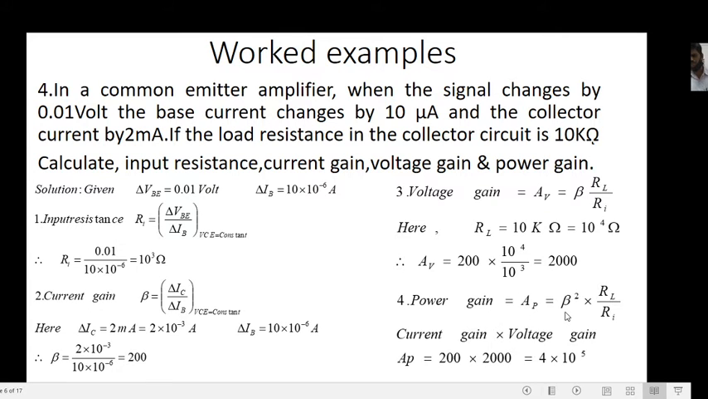Power gain AP is equal to beta square into RL divided by RI, that is current gain into voltage gain. AP is equal to 200 into 2000, that is equal to 4 into 10 power 5. So this is the voltage gain and this is the current gain.